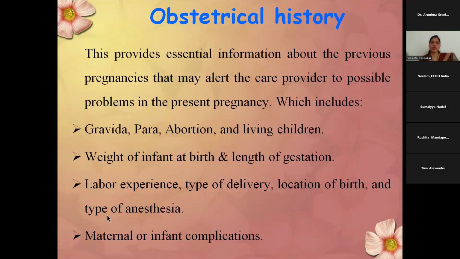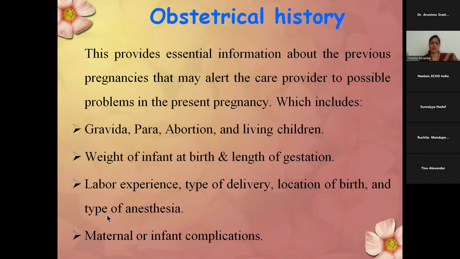Coming to the more important history, that is the obstetrical history. This is very important because it gives us an overview of previous pregnancies that may alert the care provider to possible problems, so that we can understand what problems may arise in the present pregnancy. What are the things we have to collect in the obstetrical history? Her gravida, which is how many times she was pregnant. Her para, how many times she has delivered after 7 months of pregnancy. Abortions, any history of previous abortions.